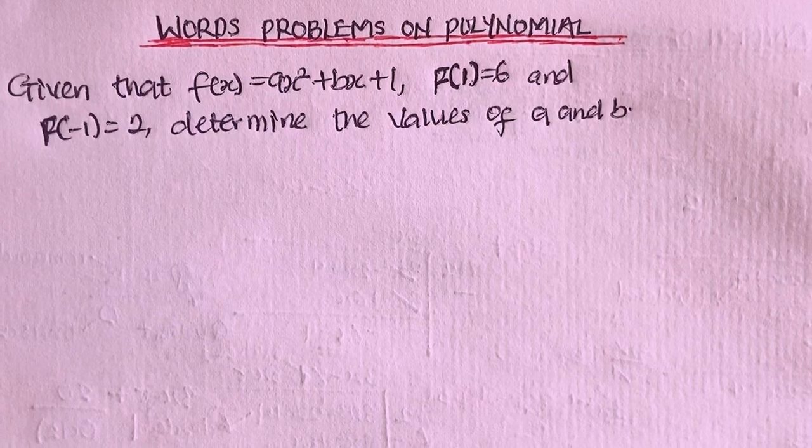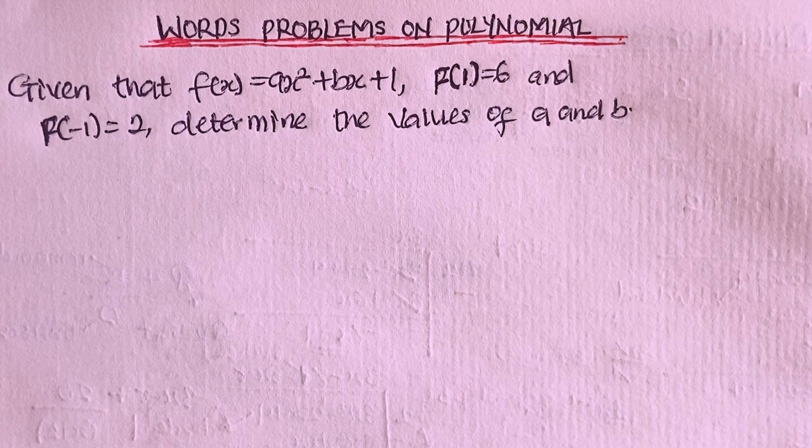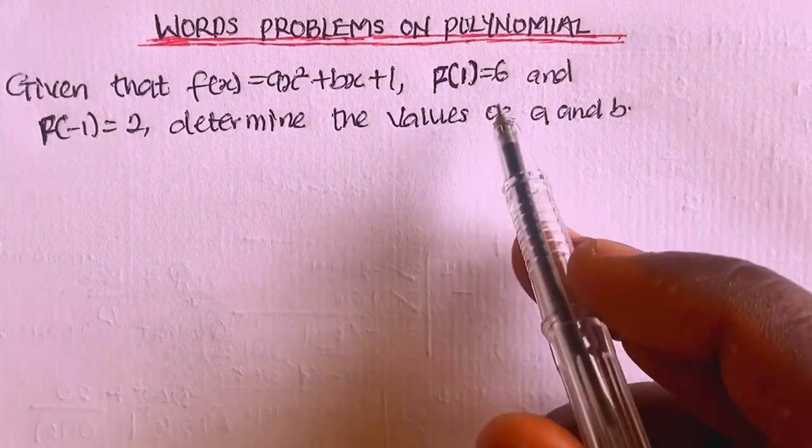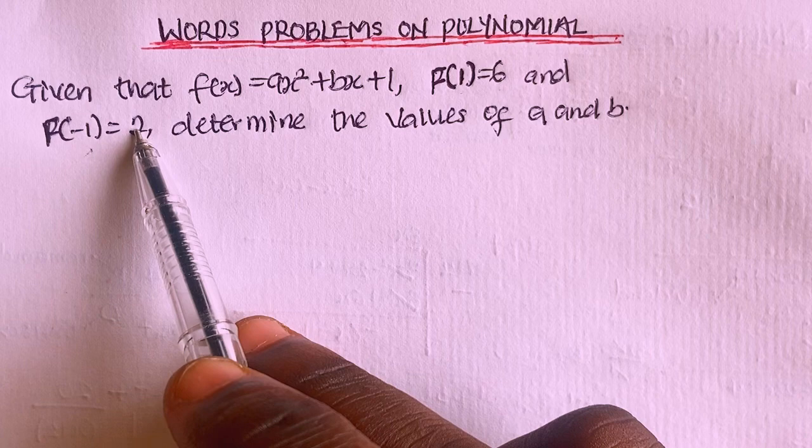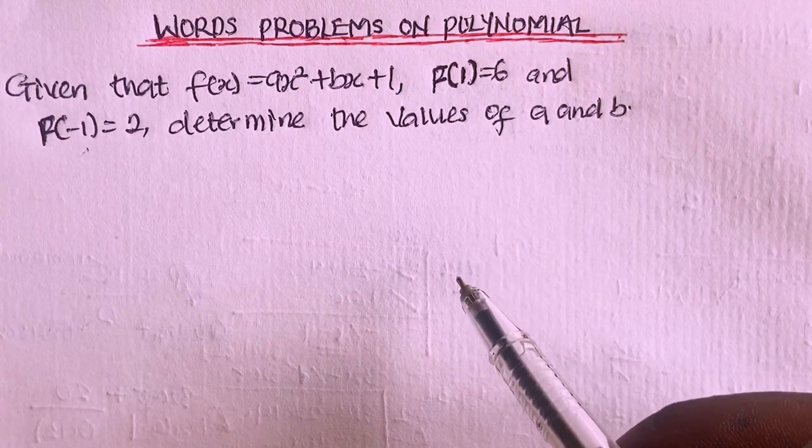Hi friends, in this video I'll be solving different word problems on polynomials. The first question we have here: given that f of x equals this, and we have f of 1 equals 6 and f of minus 1 equals 2. The question says we should determine the values of a and b.